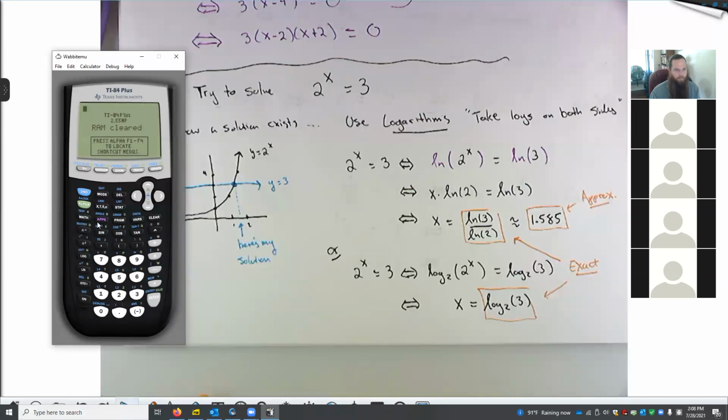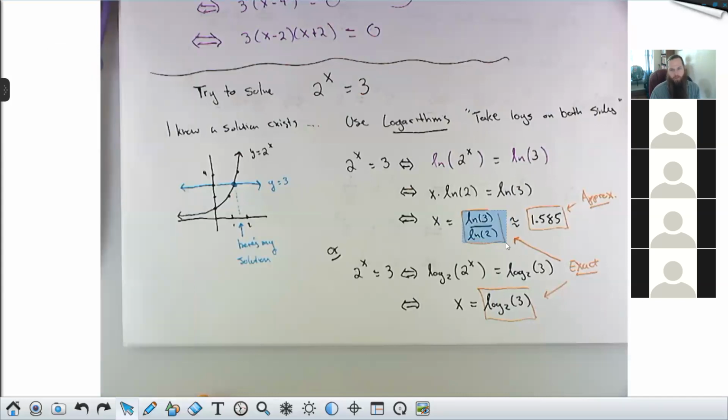So on a calculator, I'd ask for the ln of 3, divide by the ln of 2, and there it is. All right, still approximate. And you can check that if you raise 2 to that power, approximately 1.585, you get something very close to 3. But if you want the exact power to which you raise 2 in order to get 3, these are the only ways to write it, unless you've got infinitely many decimal places you're willing to carry around.